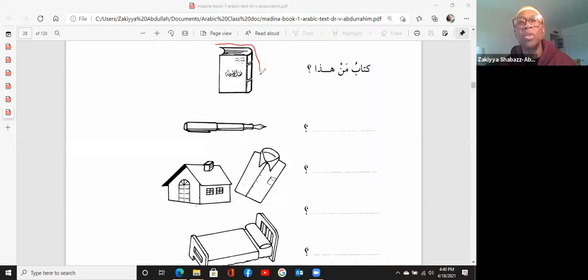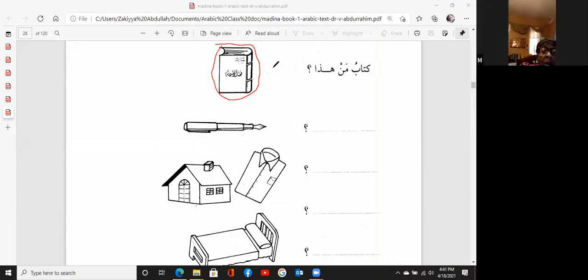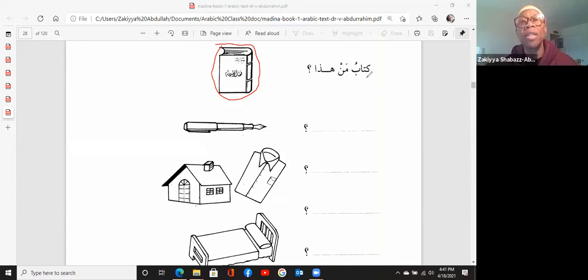I did this one for you. So this one says, Kitabu man Heather, and that translates to either the book of who is this, or you can say, whose book is this? That's the question they're asking. Whose book is this? And they wrote it Kitabu man Heather. So they want you to do the same thing for each of these pictures.